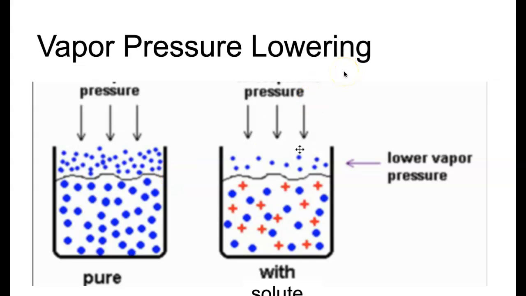So again, vapor pressure lowering is another colligative property. Here it is again, you can see it when we have pure water. We get a lot of water vapor particles above the liquid level. When we add the solute, we have fewer.